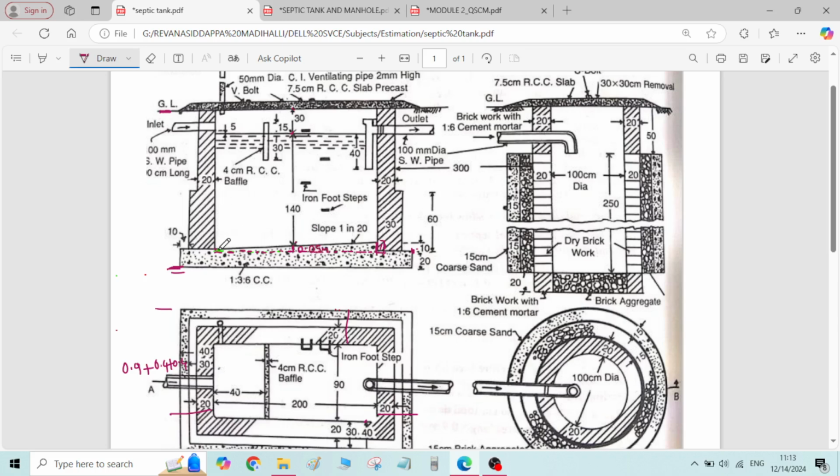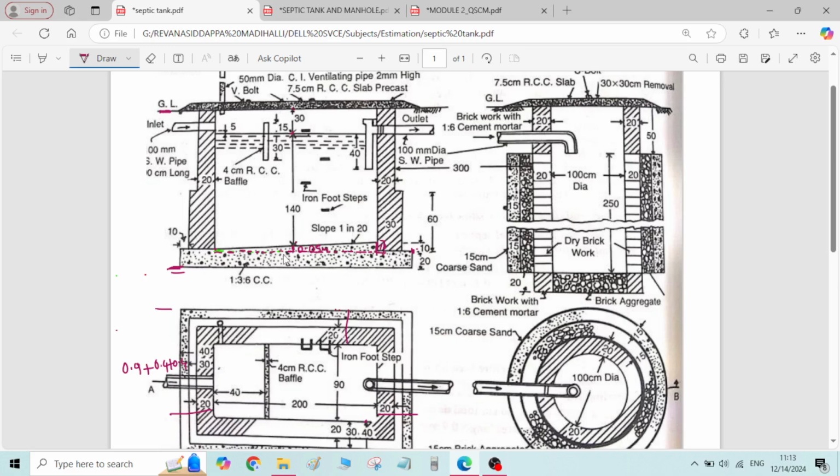On one side, the height of the sloping floor from this horizontal dotted line is 0. On the right side the height gradually increases. On the right side it is 10 centimeter. At the middle, you have to take the average height, nothing but 5 centimeter. 5 centimeter in terms of meter is 0.05 meter.